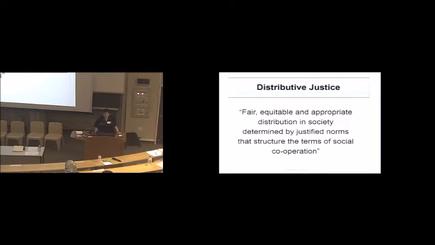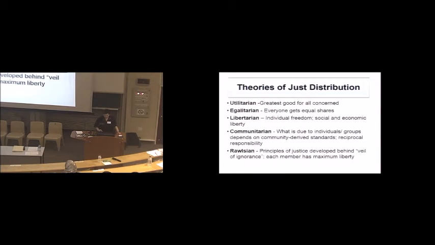Again, the definition of distributive justice is fair, equitable, and appropriate distribution in society, determined by justified norms that structure the terms of social cooperation. I'm not going to go through all these theories, but just to tell you that there are various theories as to which resources can be distributed, and our healthcare system in the public sector is largely built on the utilitarian one, which is looking at maximizing health for most people.